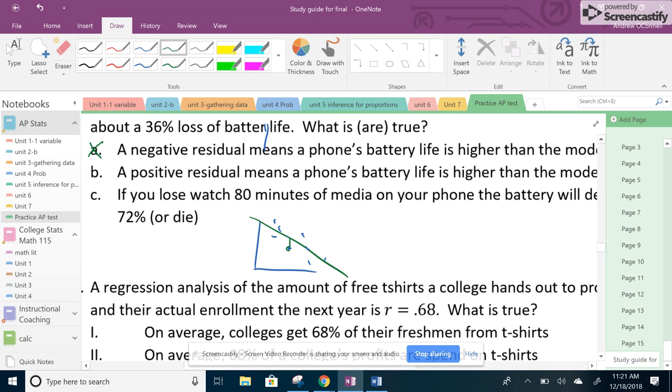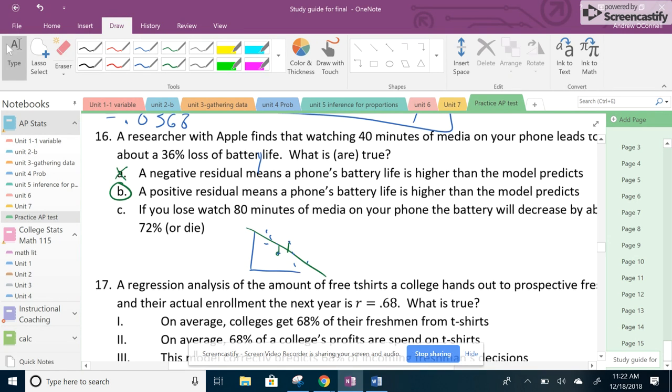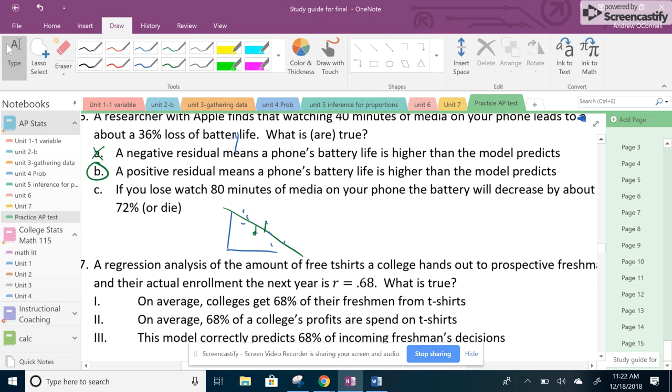B, which basically says the opposite, a positive residual means the battery life is higher. Well, the positive residual right here, B is correct. Now it does say "is or are true," so we still have to see if C is true. If you watch 80 minutes of media on your phone, the battery life will decrease by about 72%. We're done. What do you guys say?